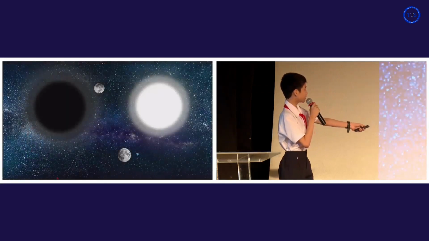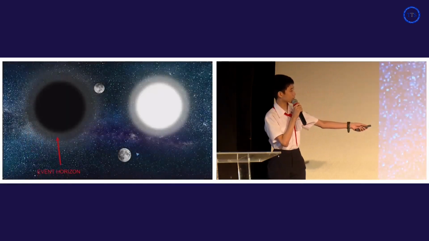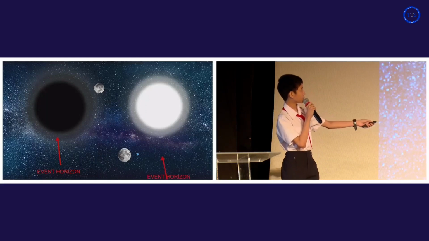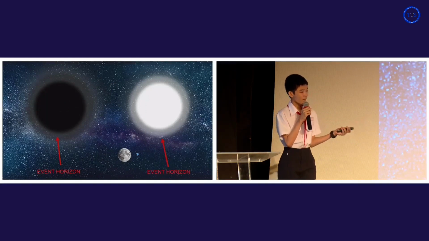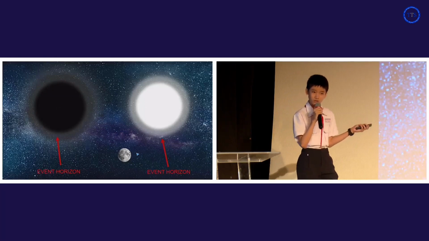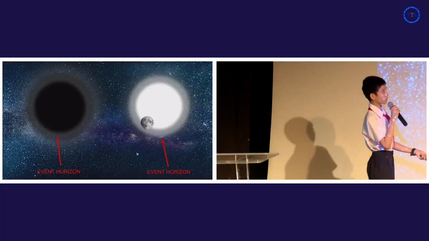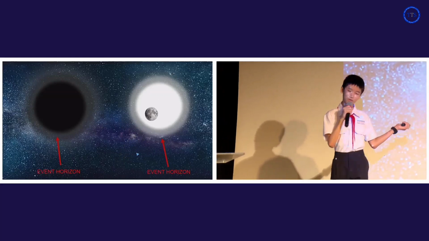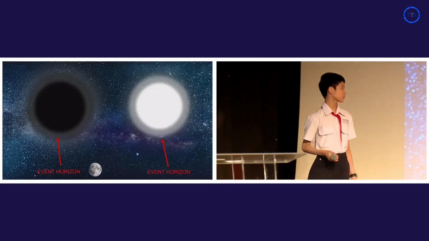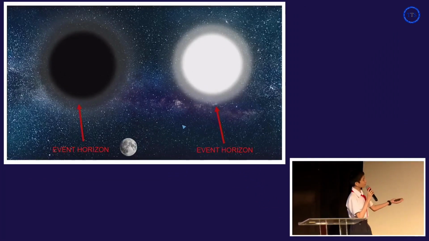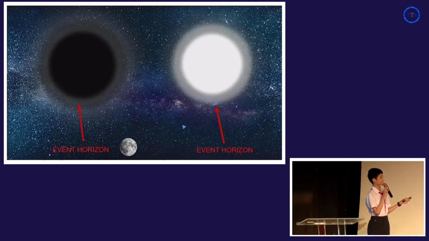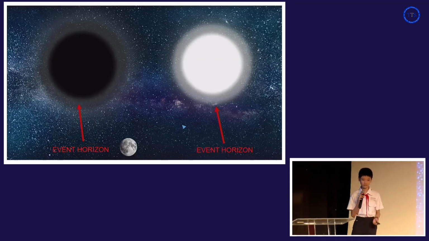As we can see here, if anything crosses a black hole's event horizon, it will get sucked into its singularity. But if anything crosses a white hole's event horizon, then it will get thrown back out into space. Now we have a very clear understanding about white holes. Let's take a look at what space-time actually is.